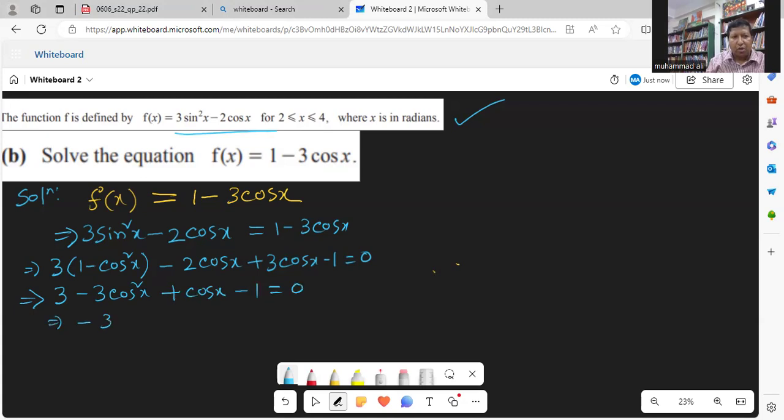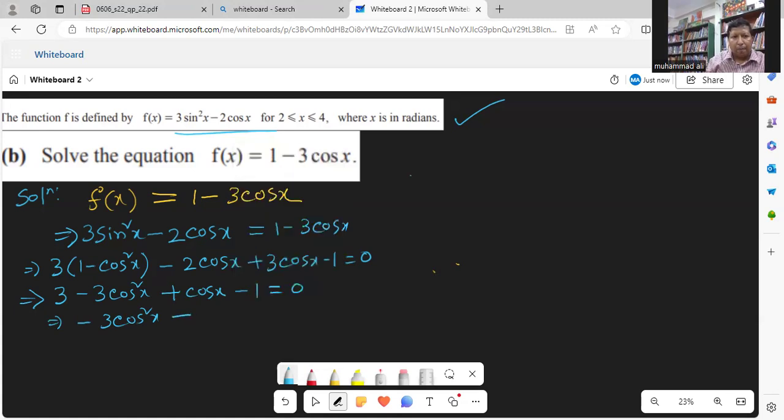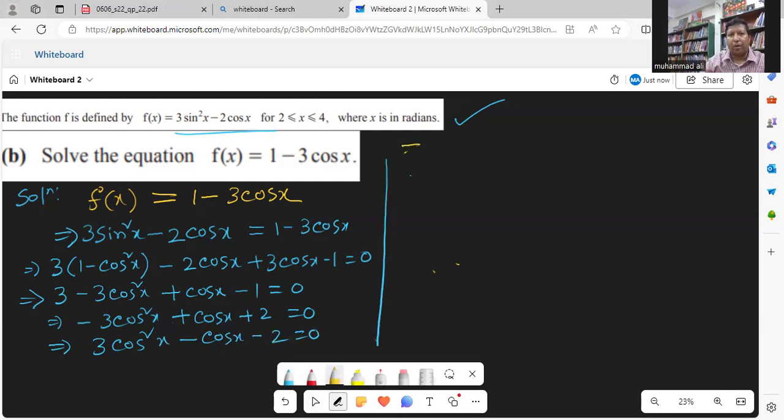Now −3 cos² x + cos x + 2. If we multiply by minus, we get 3 cos² x − cos x − 2 = 0. Now we have to do the factorization.